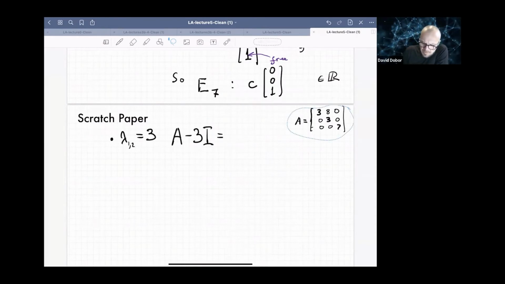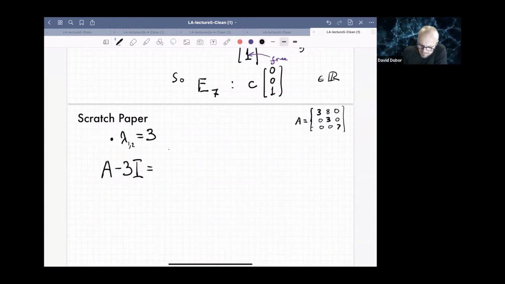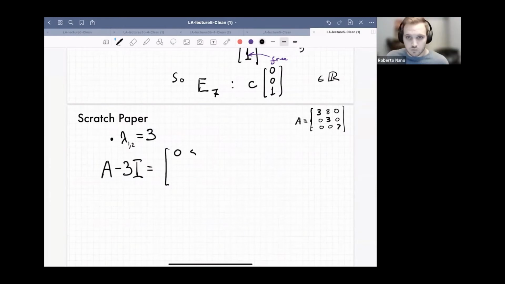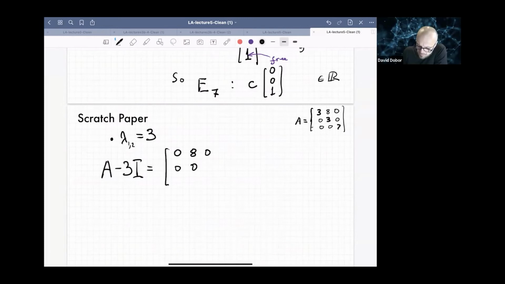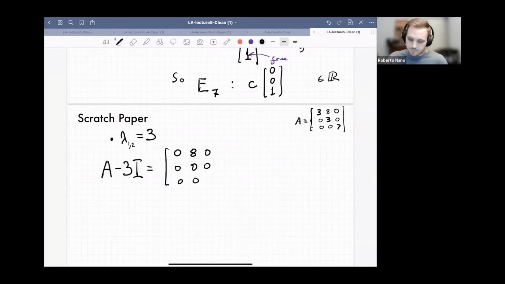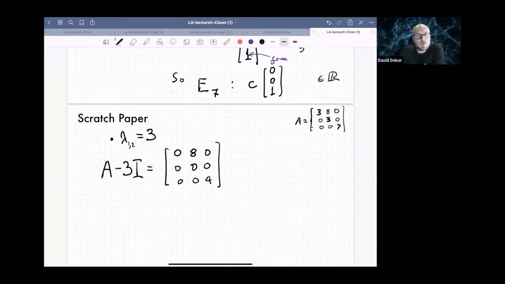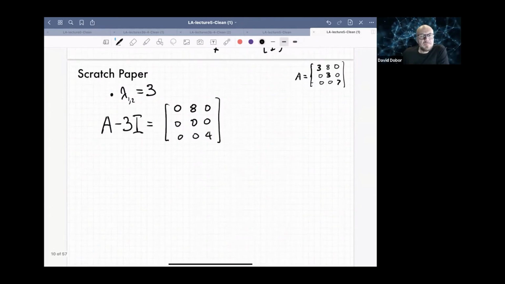So A minus 3I is going to be what? 0, 8, 0, 8, 0, 0, 8, 0, 0, 0, 0, 0, 0, 0, 0, 0, 4. Okay, great. By the way, this is the interesting case. In our third example, I'm jumping ahead for one second, I'll change one entry in this matrix and we'll get completely different results. But we won't have to redo too much of the computations because we're doing them now. So here's my A minus 3I.